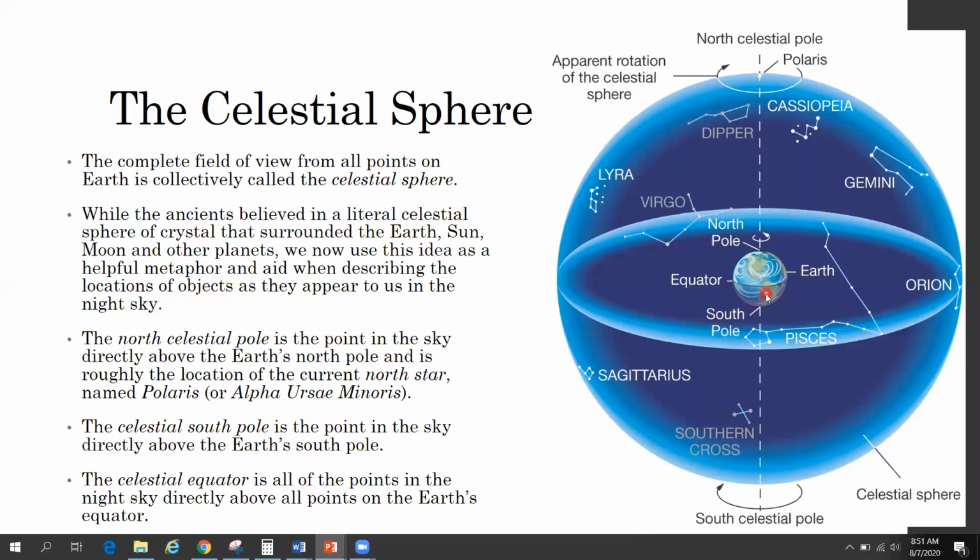So again, if you go to the opposite cold place, if you go to Antarctica, directly at the South Pole, and look up into the sky, and of course in this image that's upside down, you would be looking straight at the celestial South Pole.